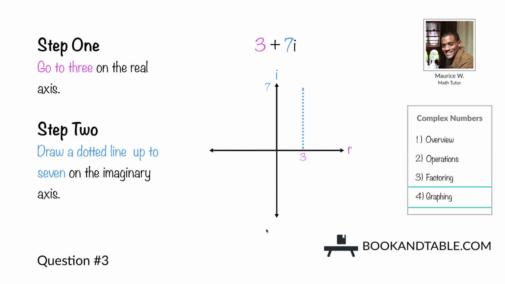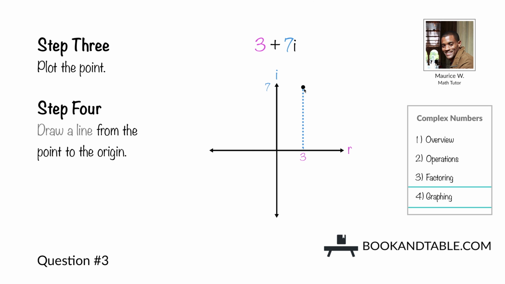Question number 3, you were asked to find the argument of 3 plus 7i. Step 1, go to 3 on the real axis. Step 2, draw a dotted line up to 7 on the imaginary axis. And step 3, plot the point. Step 4, draw a line from the point to the origin, letting us know that this angle here is our argument, or theta. And since we now have our right triangle, we see that the side adjacent to theta is 3, and the side opposite of theta is 7.